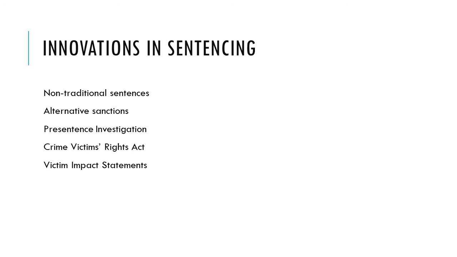Some of those things could be sentencing an individual to stand on the side of the road with a sign detailing the crimes that they committed, sort of a reintegrative shaming process. So there has been an increased frequency of these non-traditional sentences, alternative sanctions, in the last maybe 20 to 30 years. They receive more attention now if they get picked up on a news cycle.